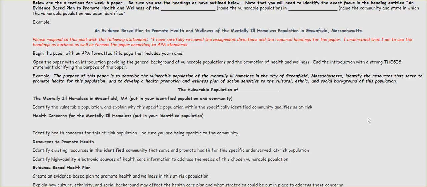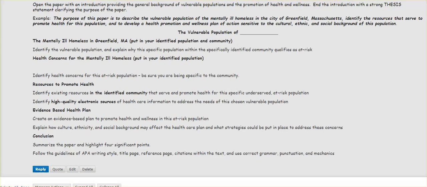You're going to put that heading down, and then you're going to create an evidence-based plan to promote health and wellness in this at-risk population. If I were doing this, I would probably identify the key health concerns that I had identified in the beginning of the paper and develop a plan to address those health concerns. That's why I'm encouraging you to distill those health concerns to maybe 2 or 3 major concerns for that population. I wouldn't make it more than that because you're developing a plan.